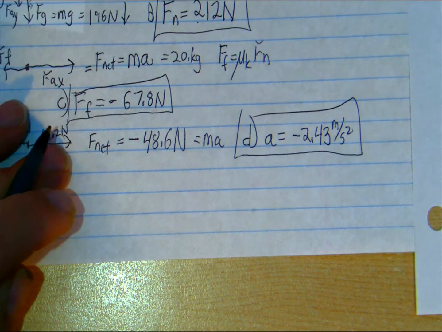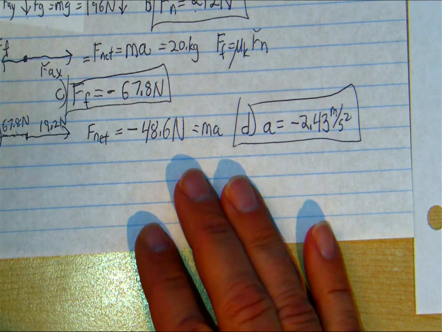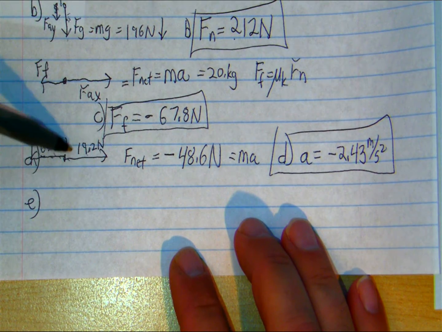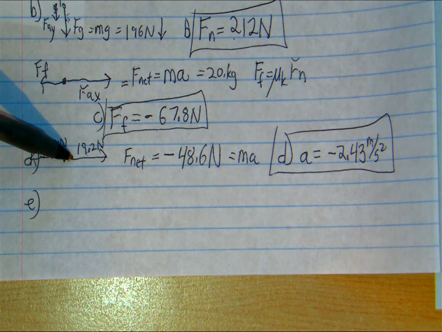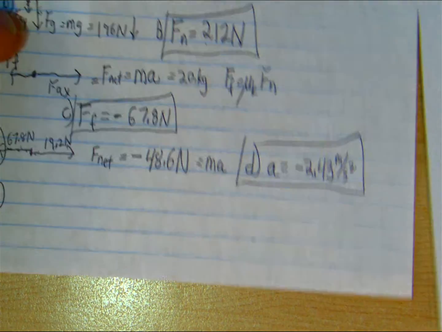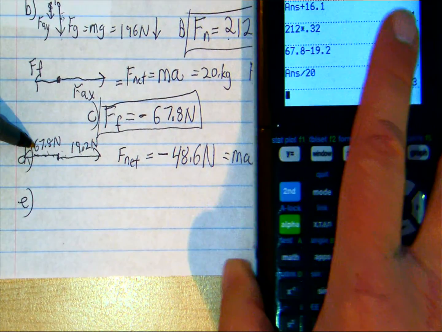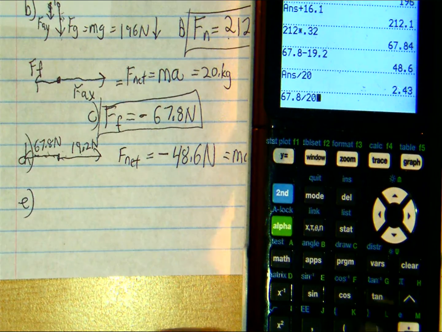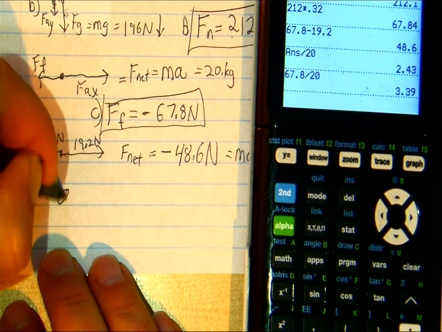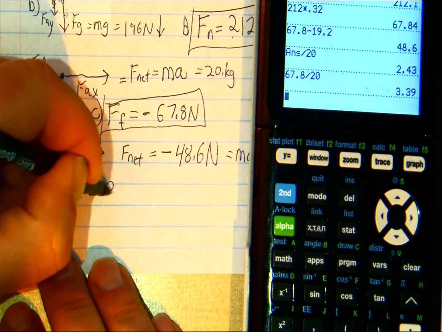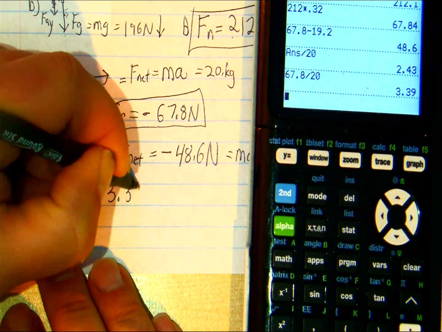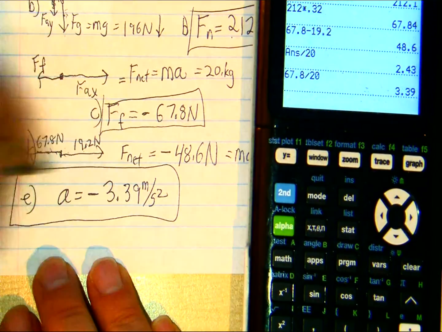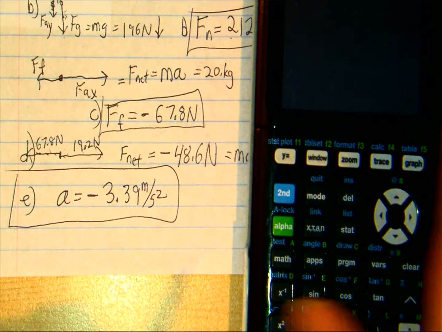Part E, calculate the horizontal acceleration if you let go of the shopping cart. Well, for that one, now I don't even have 19.2 newtons trying to prevent it from stopping. All of the force of kinetic friction, 67.8 newtons, is applied in stopping the shopping cart. So now the acceleration is going to increase to negative 3.39 meters per second squared, and that is the answer to part E.